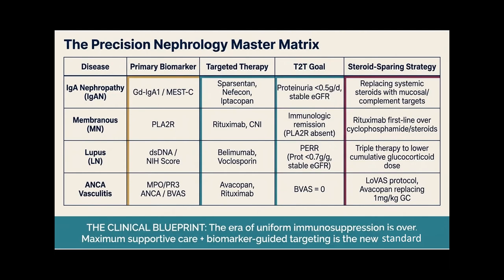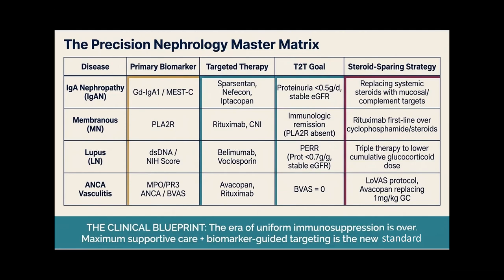Second one is membranous nephropathy. Here PLA2R, phospholipase A2 receptor, rituximab, and then the calcineurin inhibitors. Immunologic remission is achieved, rituximab first line over cyclophosphamide steroid. Lupus type of disease, dsDNA, NIH score, belimumab, voclosporin are the two types of drug, and then the protein excretion ratio should be less than that. Triple therapy to lower cumulative glucocorticoid dose.